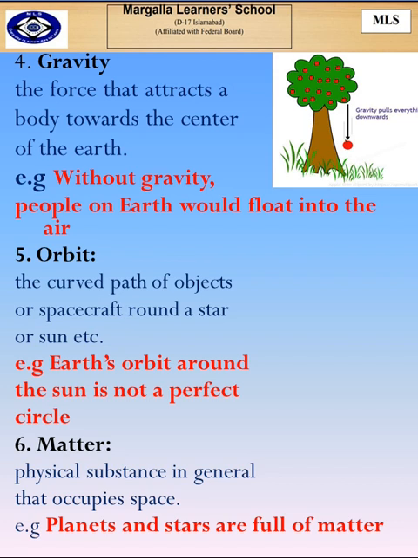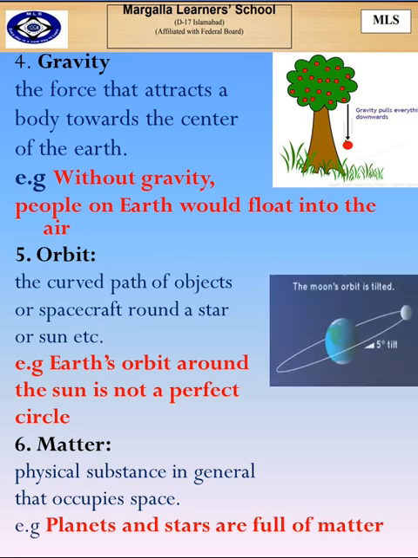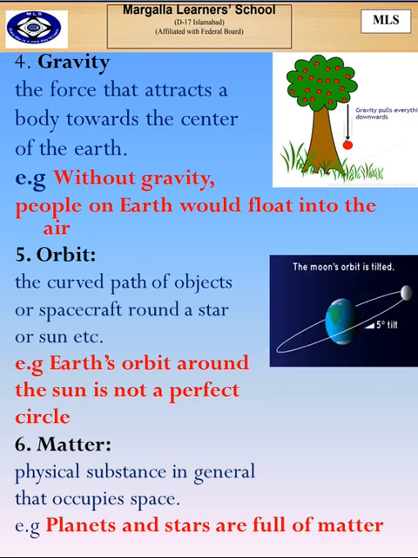Orbit. The curved path of objects or spacecraft around a star or sun, etc. For example, Earth's orbit around the sun is not a perfect circle.